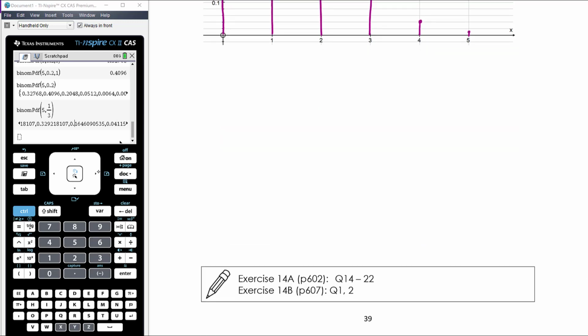The work today is again from exercises 14A and 14B, but these are the questions where you're going to make use of your CAS binompdf and binomcdf to answer the questions.